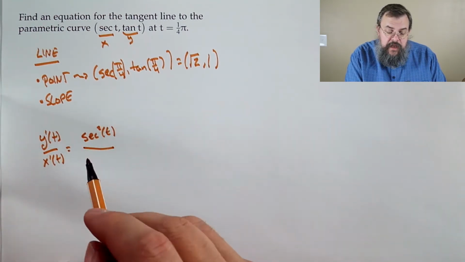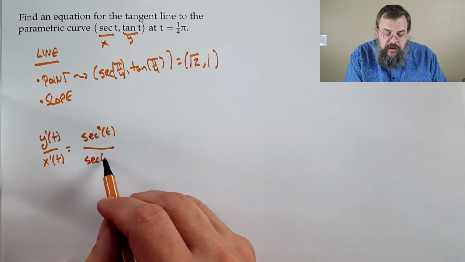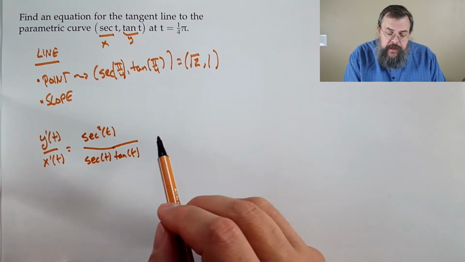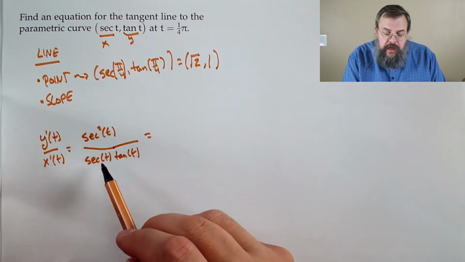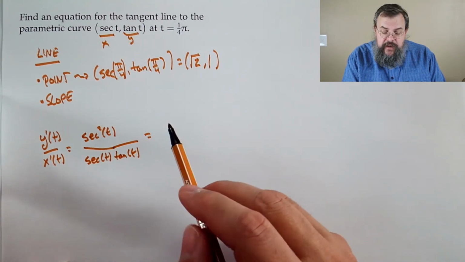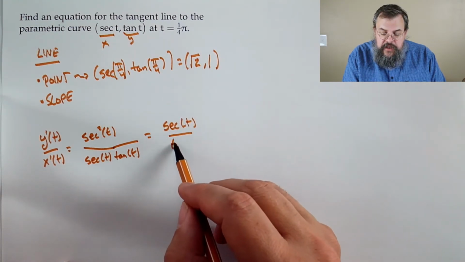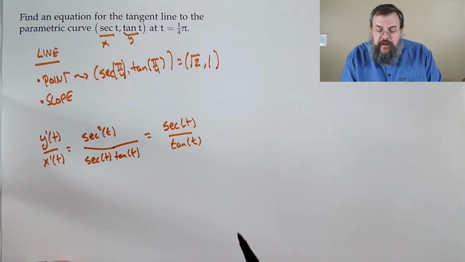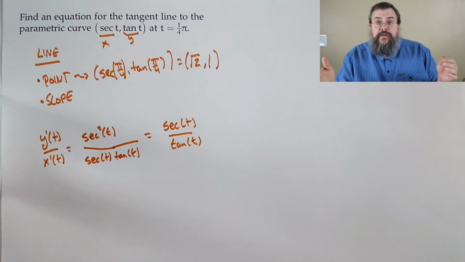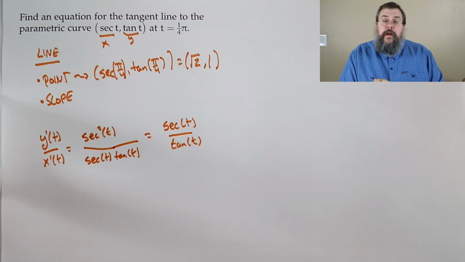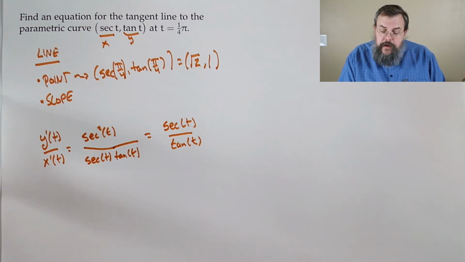X prime, the derivative of secant, is secant tangent. Now you can clean this up, and you can see we can cancel off a single secant. So we get secant of t over tangent of t. Now that's at any particular choice for t. So secant of t divided by tangent of t. Now, we're not quite done.